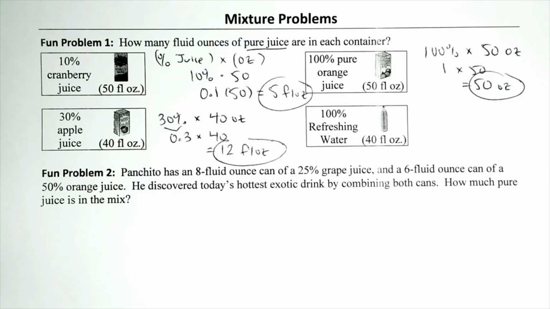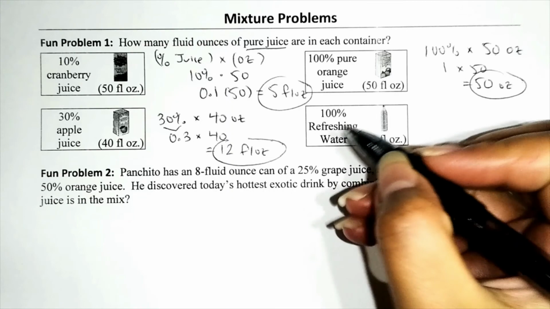Next one is a trick question. We have 100% refreshing water. Okay, 40 ounce. And the question is, how much pure juice is in here? So if I buy some water, I want it to be water, nothing else. How much pure juice is in here? None. So I guess we could just go straight answer and put 0. But again, I want to do the math. Okay, this one's a little bit tricky.